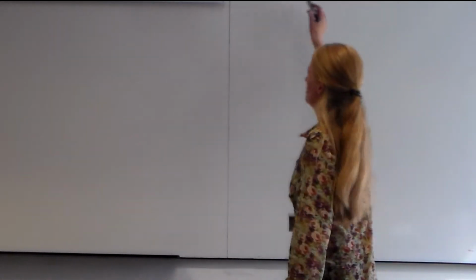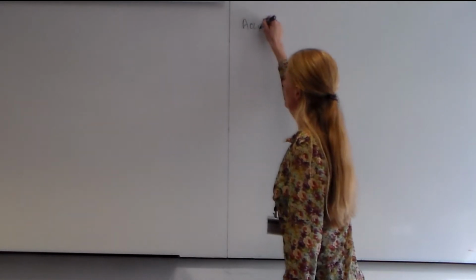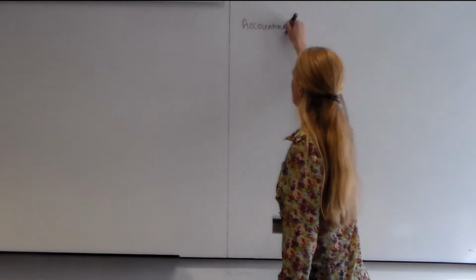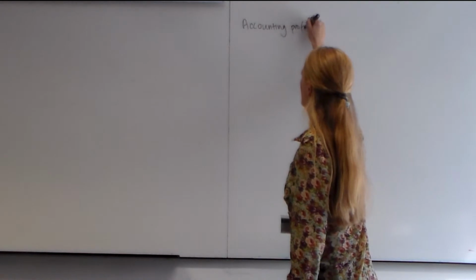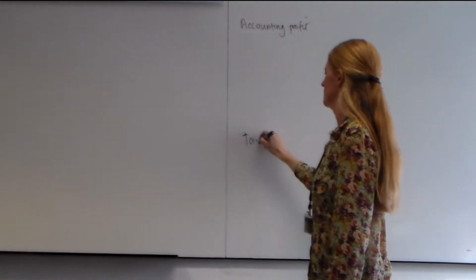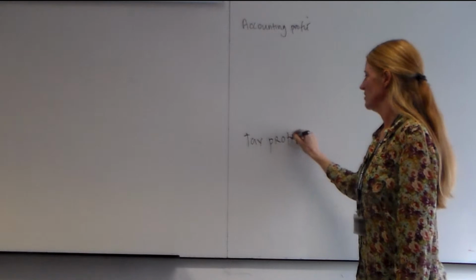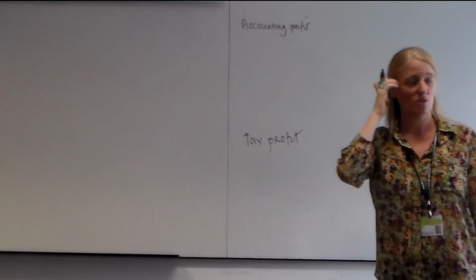One, what was step one? Is basically just working with accounting profit and working towards tax profit. So what I want you to do is do an exercise, I think it's example 24.